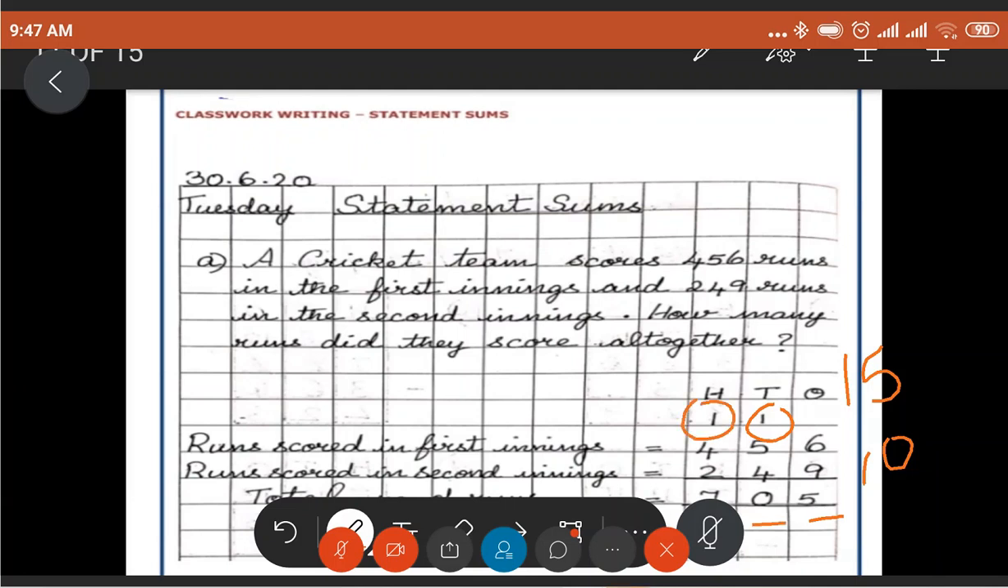Now 1 plus 4, 5. 5 plus 2, 7. 705. 705 is the answer. What is 705? Total runs. You have to write that lastly. Answer is equal to 705 total runs. Okay. Next.